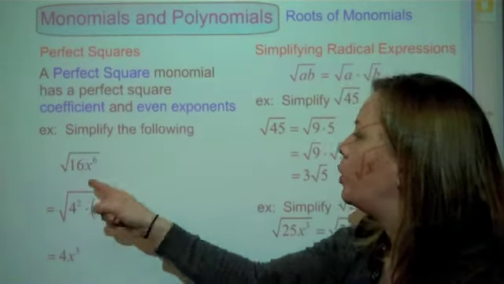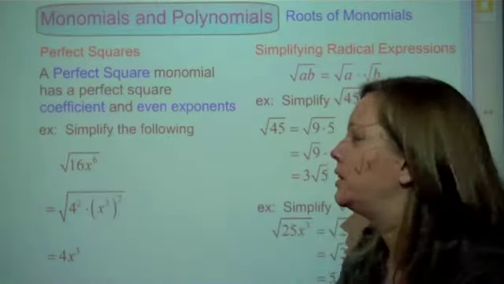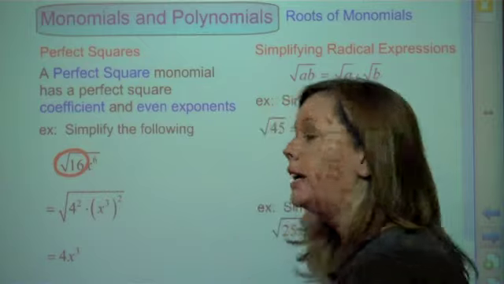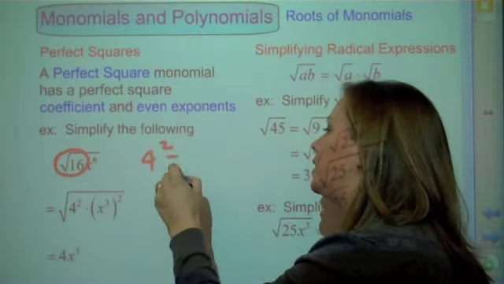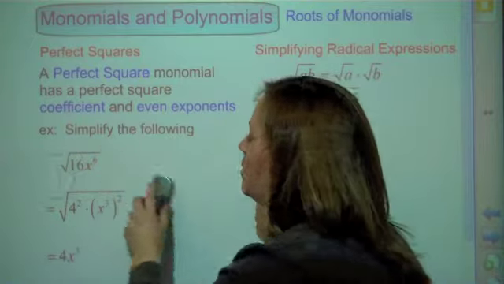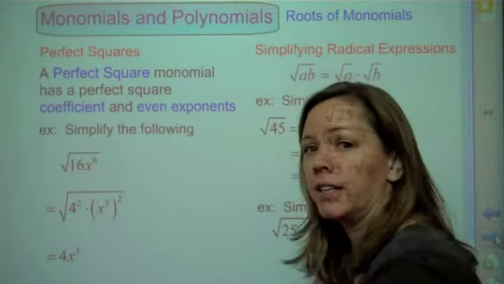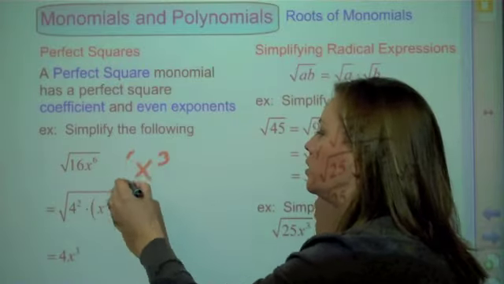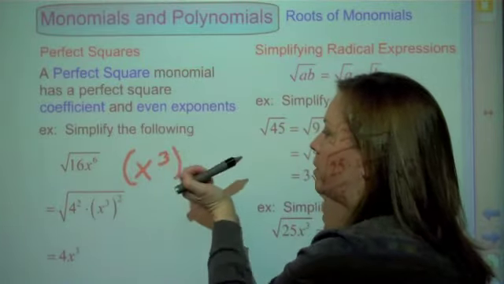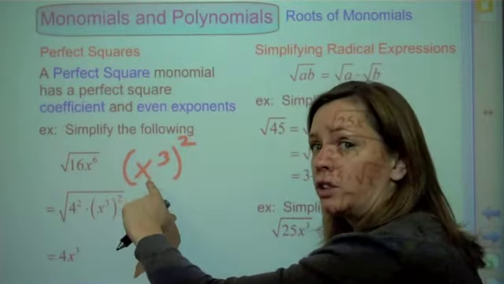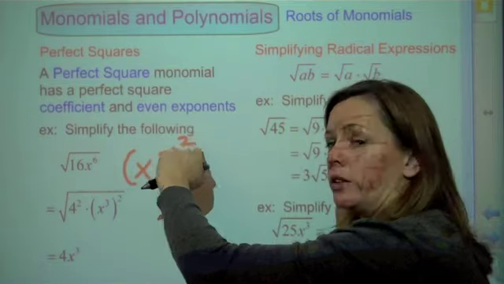Let's simplify the following. We have the square root of 16x to the 6th power. Is 16 a perfect square? It is, because 4 squared is equal to 16. That's how I know it's a perfect square. But what about the variable term? We have x to the 6th. Anytime you have an even exponent, you can write that term as a perfect square by dividing by 2. So x to the 6th is really x to the 3rd squared.